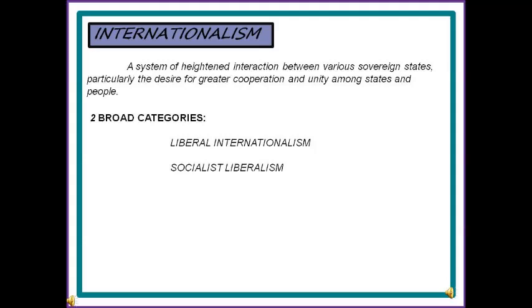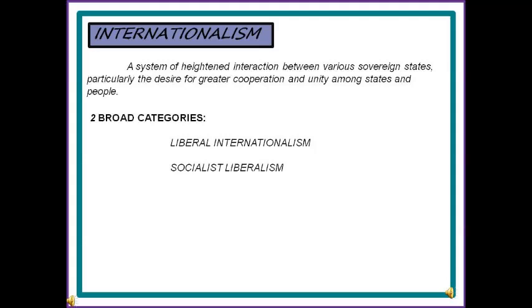In addition to the concept of sovereignty, internationalism was developed as a system of heightened interaction between various sovereign states, particularly the desire for greater cooperation and unity among states and people. It has two broad categories: liberal internationalism and socialist internationalism. An awareness of internationalism shines a light upon nationalism and helps us to better understand the continued appeal of nationalism within the global political realm.